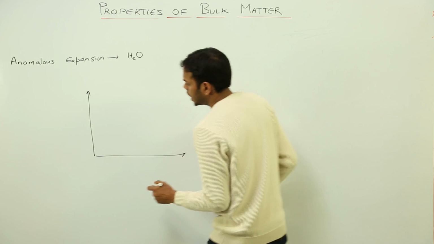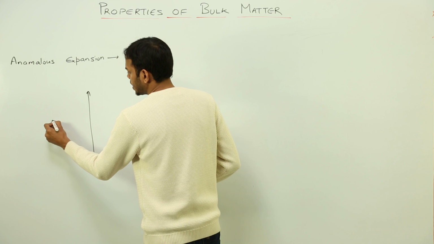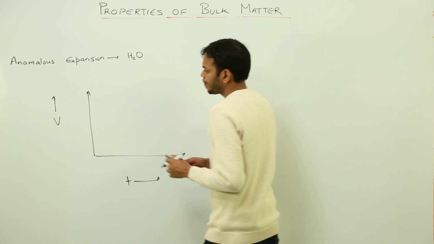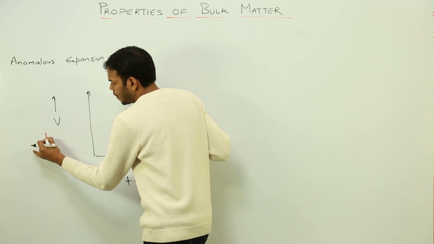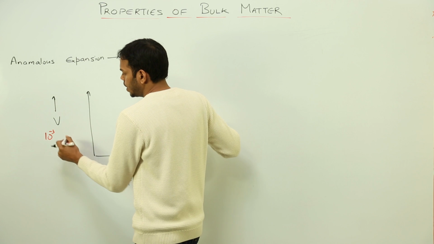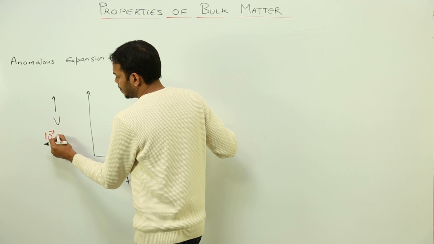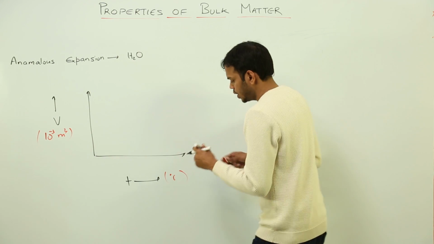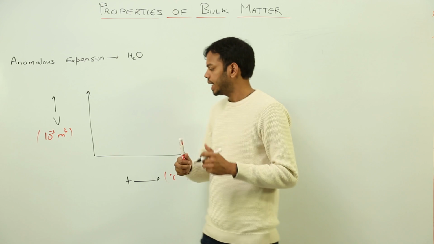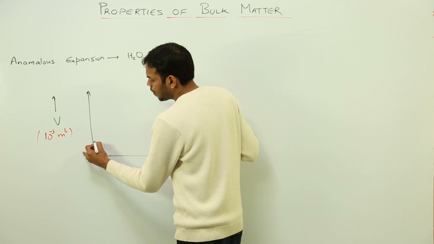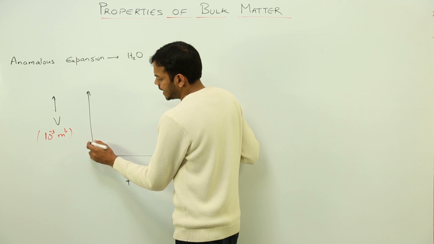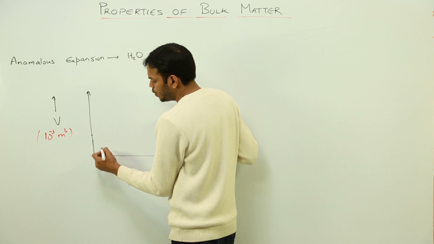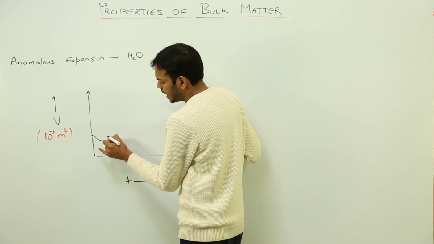Suppose I take volume on this axis and temperature on this axis, right? Let's say the volume is in units of 10 raised to power minus 3 meter cube per kg, and temperature is in degrees Celsius. So you'll see that at 0 degrees Celsius, suppose the volume of water is this much. I'll start it from here. It will initially decrease with increase in temperature, and then it will increase again.